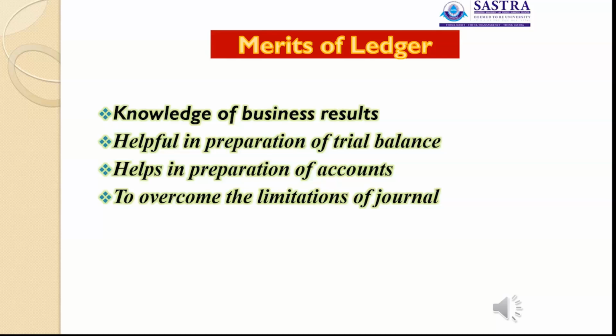Here, that is simply called all transactions related to one item are written at one place. For example, cash account. All cash transactions are recorded under the cash account. That means all cash receipts are recorded on the debit side, and all cash payments are recorded on the credit side. The difference between these two is cash in hand or cash at bank. It is the closing balance in hand.